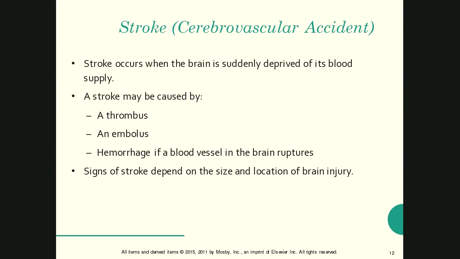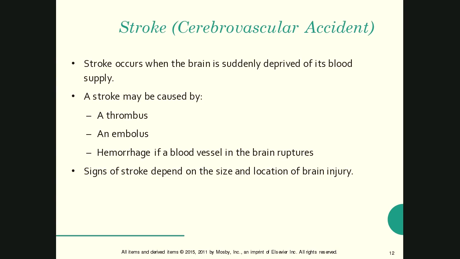Then stroke. Stroke occurs when the brain suddenly is deprived of its blood supply, and that can be caused by a thrombus, which is like a blood clot, or an embolus, where a blood clot has traveled, or a hemorrhage where a blood vessel in the brain ruptures. So you actually have a bleeding in the brain. So signs of stroke really depend on the size of the stroke and the location of the brain injury. So basically, you want to follow the word FAST. F is for facial drooping.